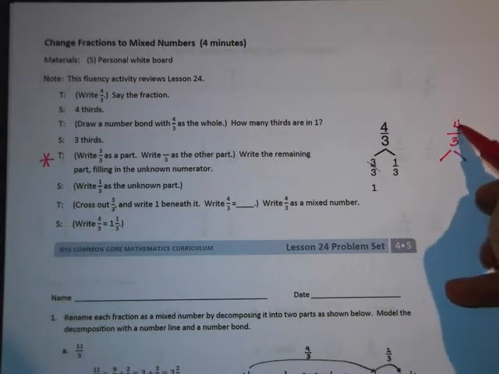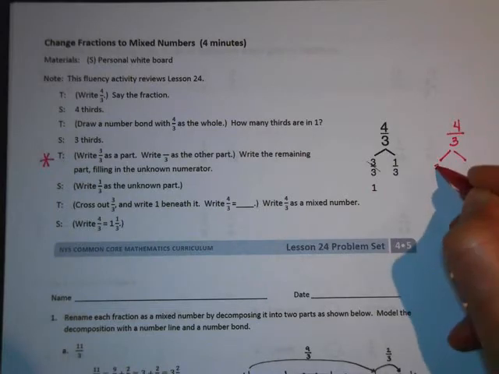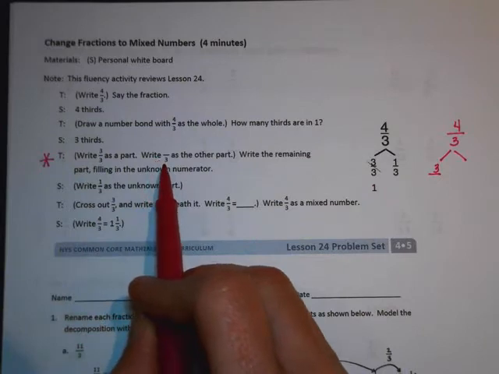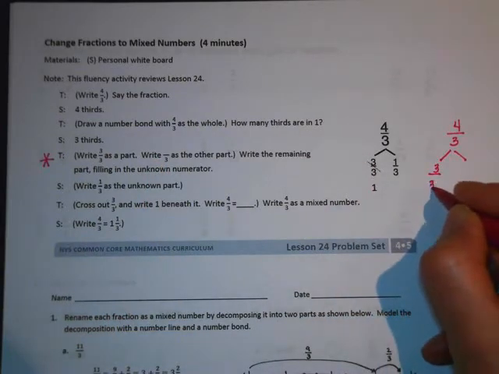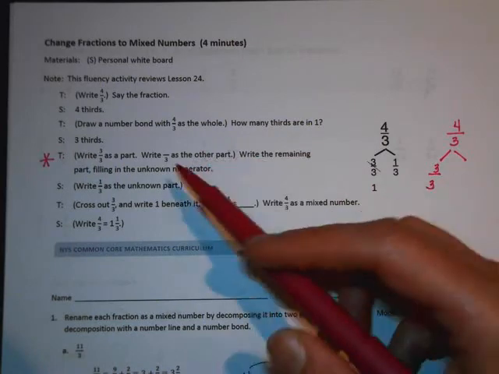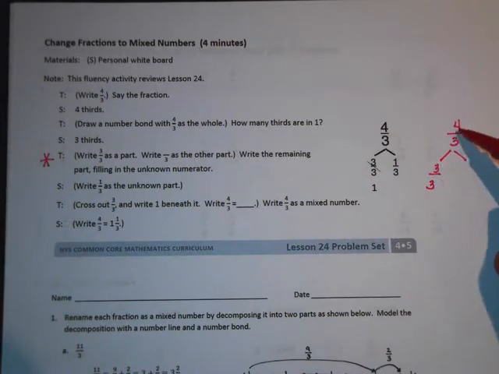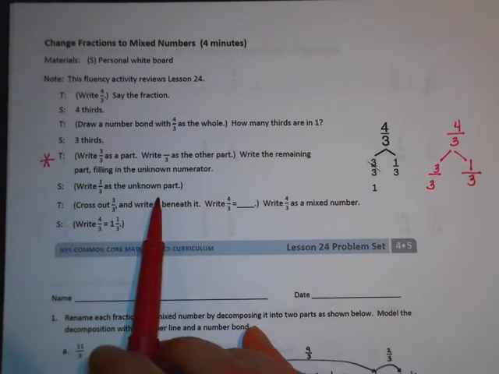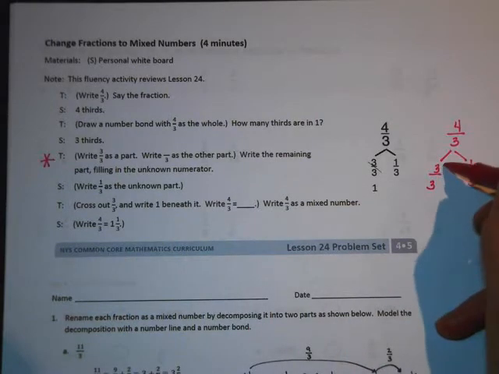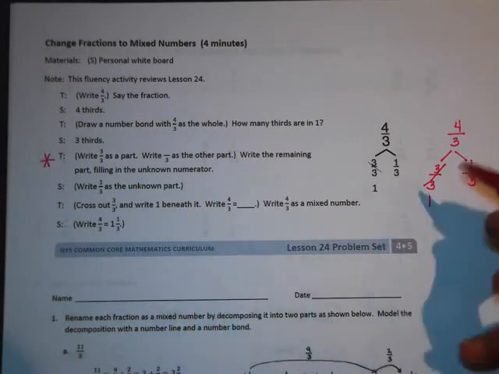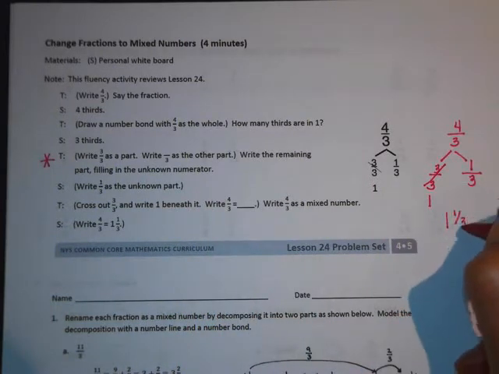So they say there's 4/3 altogether, but we can get 3. Oh, here. Write 3/3 as a part. They say write 3 in the bottom, and then write the remaining part, fill in the unknown numerator. So they're having the kids do that. So we can get a full 3/3, and then they said, okay, what's left over? Then there's a 1/3 as the unknown part that's left over. And so cross this off and make a 1. Right? There it is. So 4/3 is 1 and 1/3.